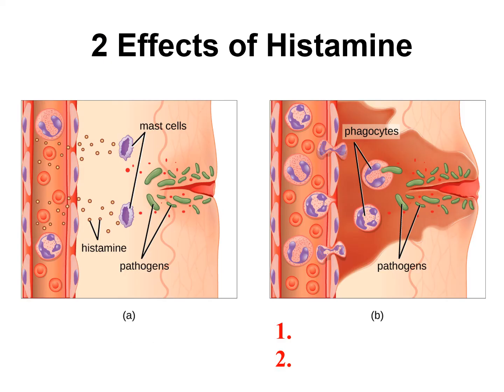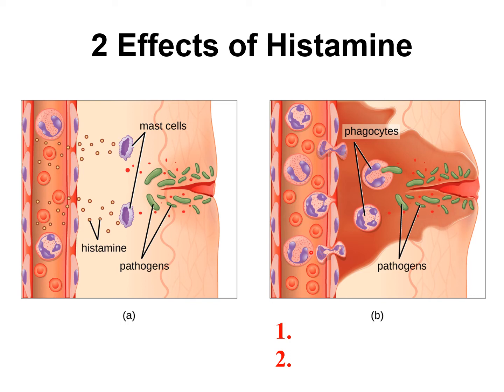And this is just a close-up view of the 2 effects of histamine. So here's before the histamine gets to the capillaries and really starts causing the changes. And you can see the histamine here is being released by mast cells, and it's also released by basophils too. So the two effects of histamine, you can see that we have vasodilation of the capillary. So we're increasing the blood flow into the area. That'll bring more white blood cells.